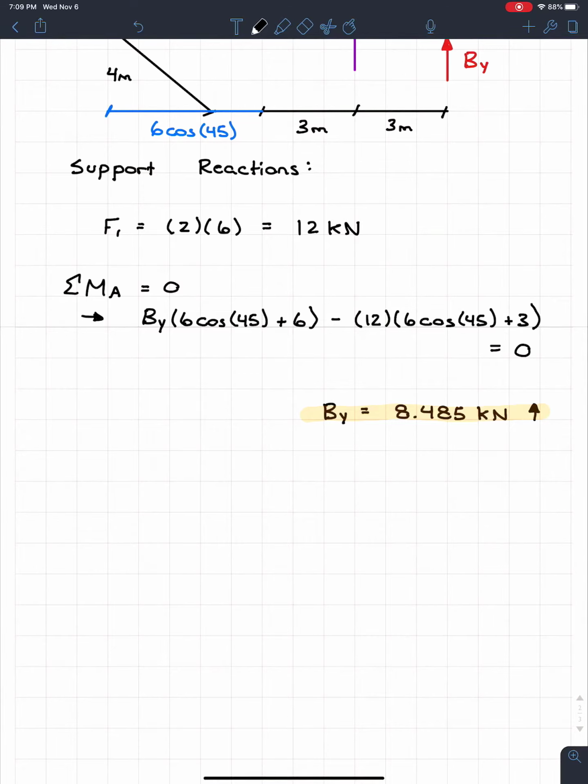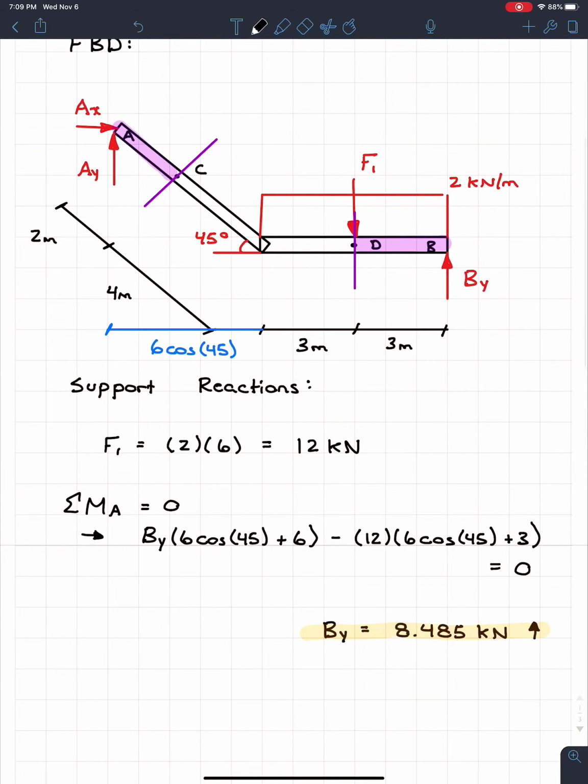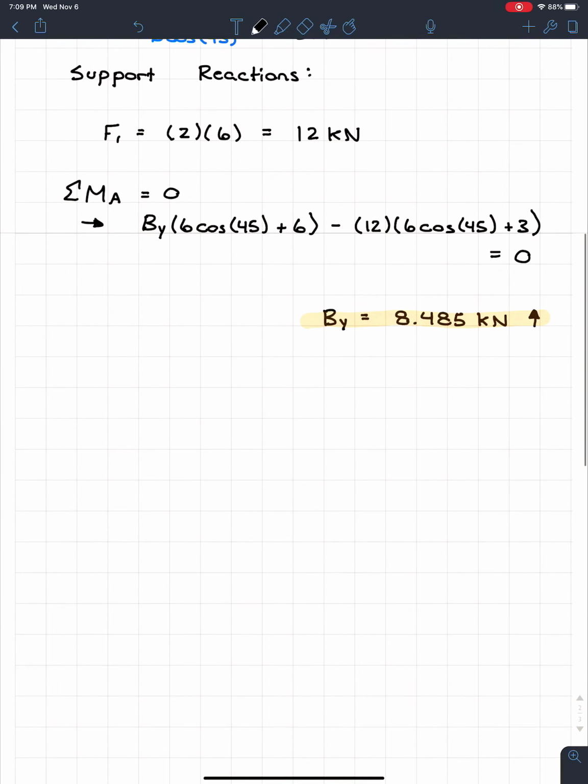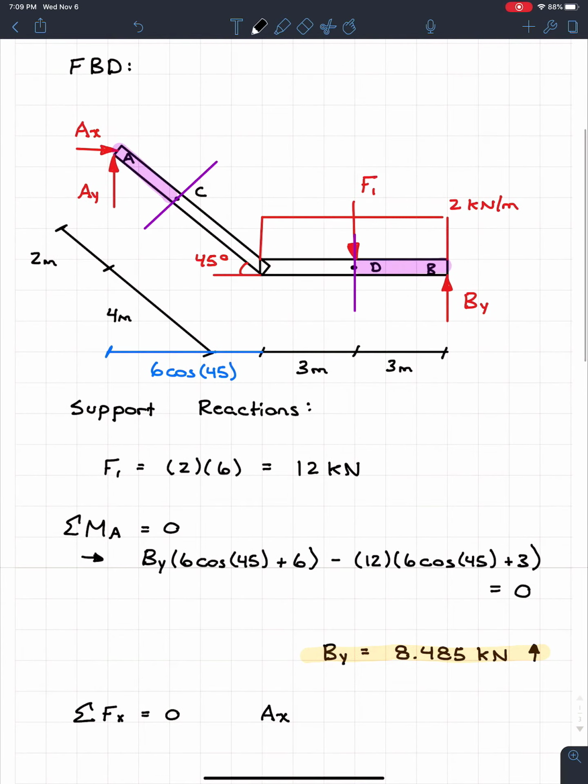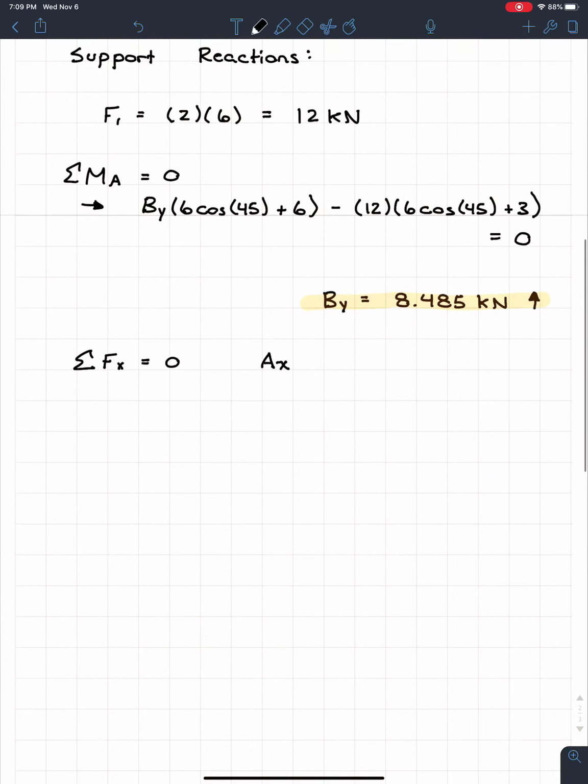So if I look up here, a nice trivial one is going to be sum of the forces in x. So if I were to go sum of the forces in the x direction is equal to 0, well, I'll have Ax, as we all know. But if we look up, there's nothing else in the x direction. So from here, we can conclude that Ax is equal to 0 kilonewtons. So again, nice and easy and trivial. Ax is equal to 0.